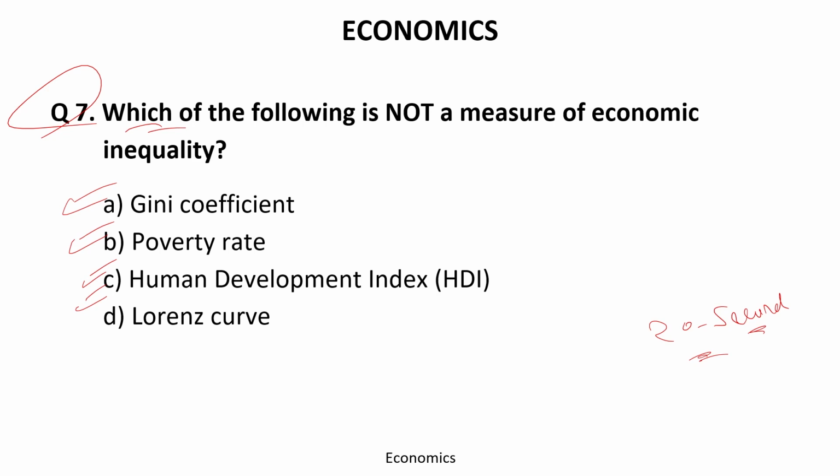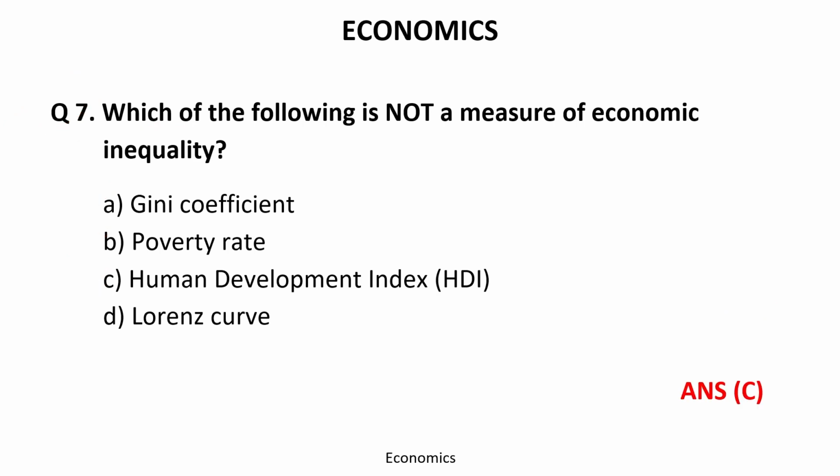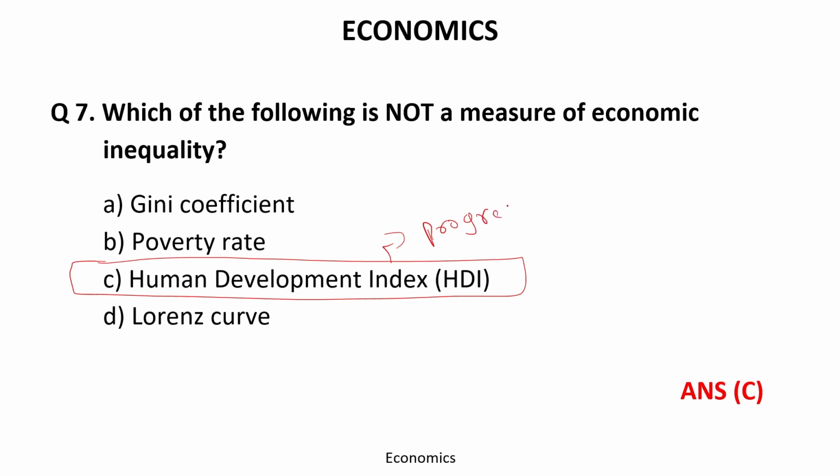Time's up. The correct answer is C, HDI, Human Development Index. Basically, it is the only option which deals with the progress of human society. All the others deal only with economic inequality. So the answer should be C.